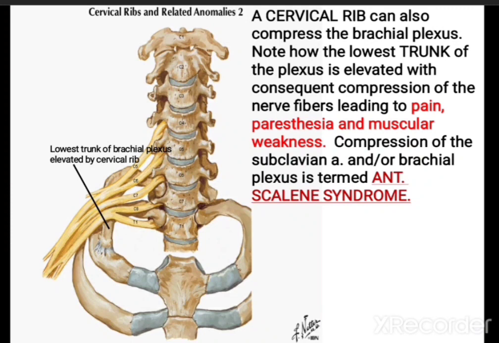Note how the lowest trunk of the brachial plexus is elevated, with consequent compression of the nerve fibers leading to pain, paresthesia and muscle weakness in the area of distribution of the brachial plexus. So this compression of the subclavian artery or the brachial plexus is known as anterior scalene syndrome because of these compressions.